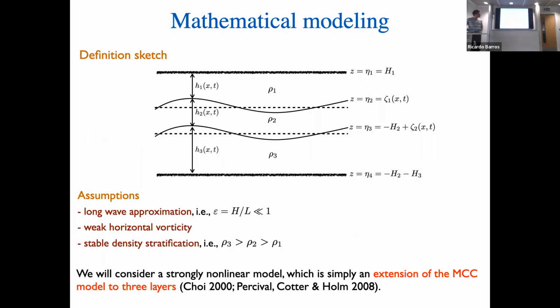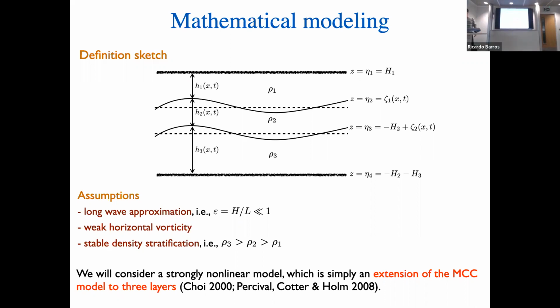Okay, so again, we start with this sketch. A 3-layer flow. You have immiscible fluids with constant densities rho 1, rho 2, rho 3. I have here some notation: zeta 1 and zeta 2 will be the deformations for these 2 interfaces. I will consider 2 rigid walls, okay? So long wave approximation will be imposed, weak horizontal vorticity, and stable density stratification, which means this is heavier than that, and this is heavier than that, okay?